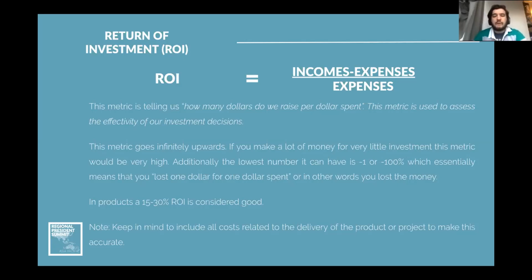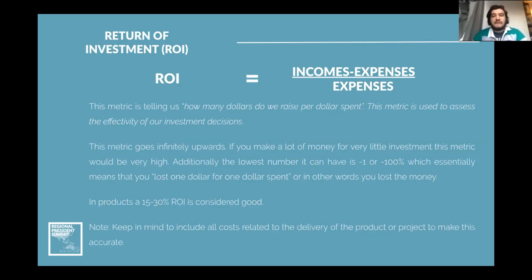So, characteristics of this metric: the lowest number that you can have is -1 or -100%, which essentially means that you lost all the money. So imagine, again, the same scenario for the conference. A -1 would be you didn't get any money, but you spent all the money. So that would be a -100%, right? And on the upper side of this metric, it can go infinitely up. So you can also have a 1,000% return of investment, 1,000,000% return of investment. In products, we consider a 15 to 30% a good return of investment. And again, this is just a rule of thumb, but it doesn't need to be like this. As long as it's positive, your situation is good.